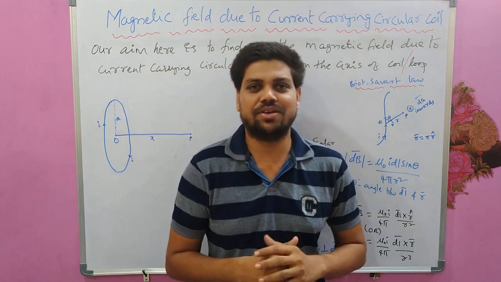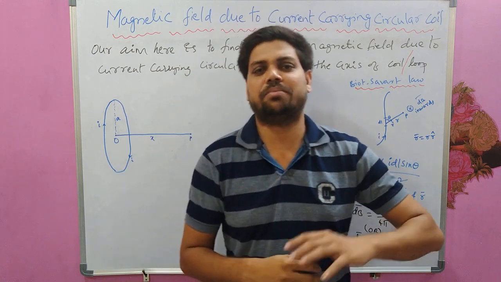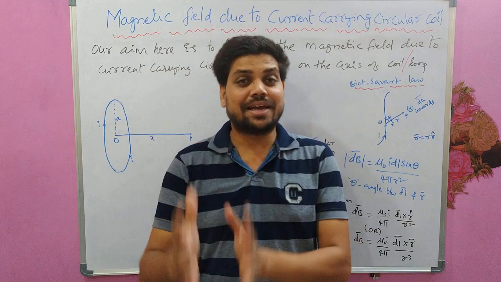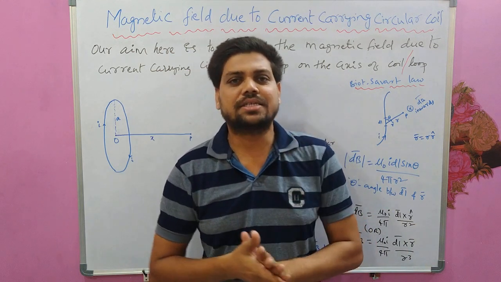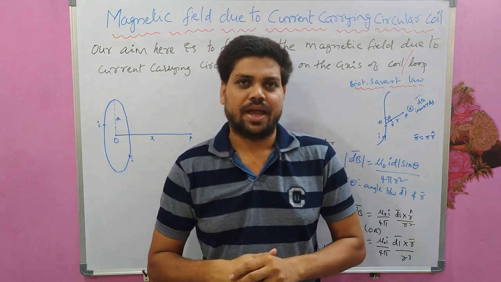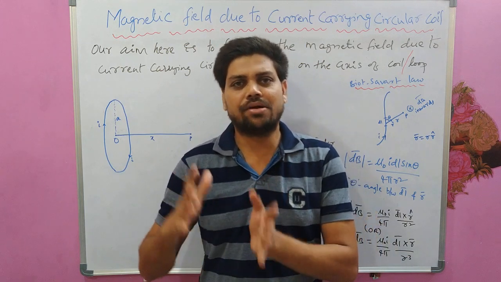In this present video lecture, I am going to explain about the magnetic field produced by a current carrying coil and calculate the magnetic field on the axis of a circular coil carrying current. And I am going to calculate this magnetic field using Biot-Savart's law.